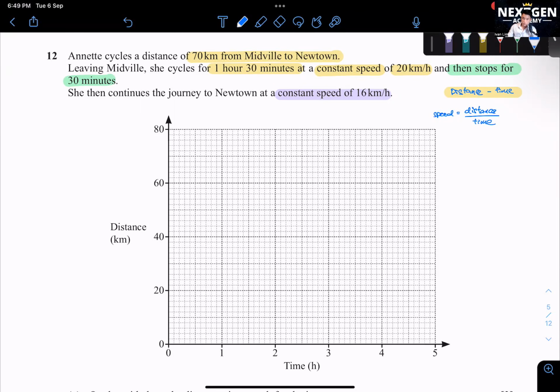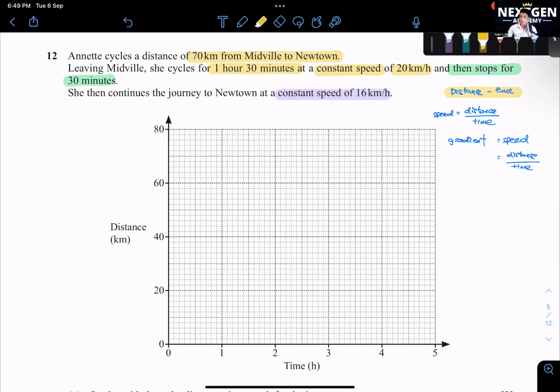You need to know that your gradient, always write this down. When you see a distance time graph, gradient will be your speed, because it is distance over time. There's only one thing we need to remember for a distance time graph: your gradient represents speed. Not for a speed time graph. A speed time graph will be a totally different representation.